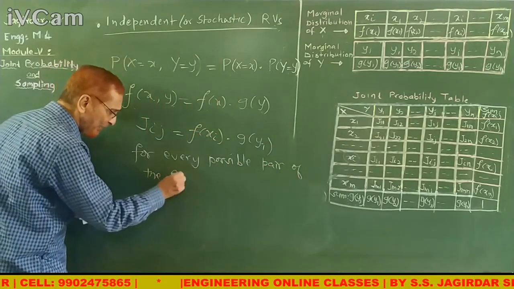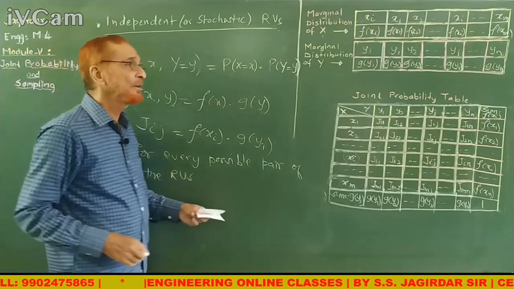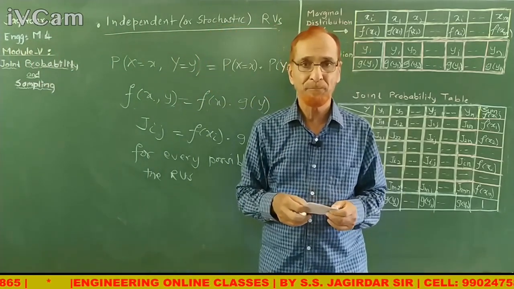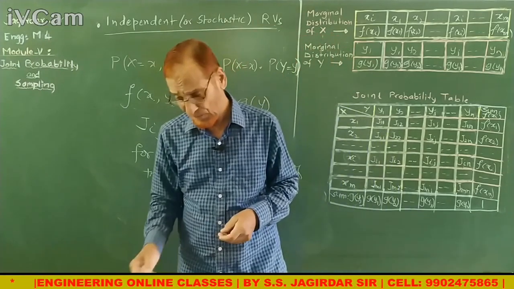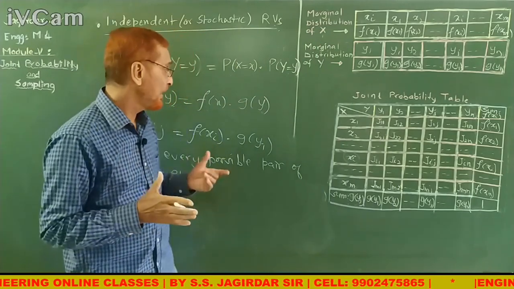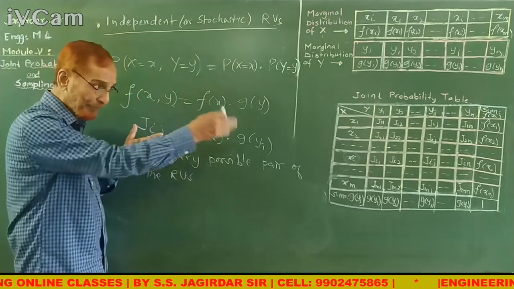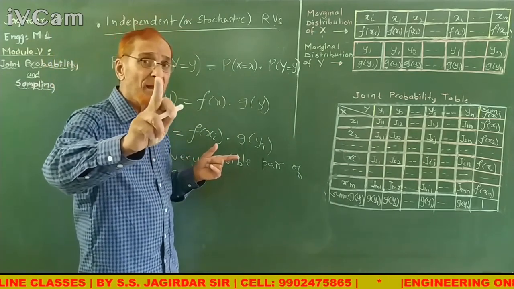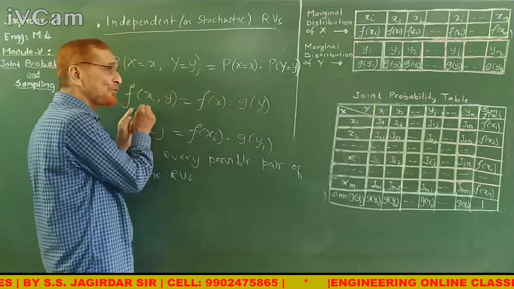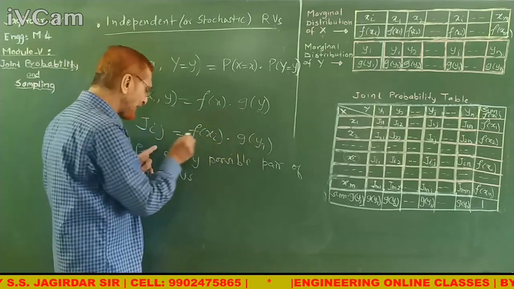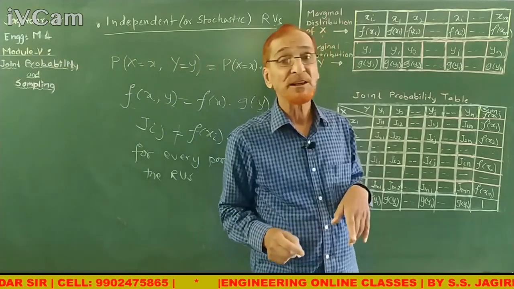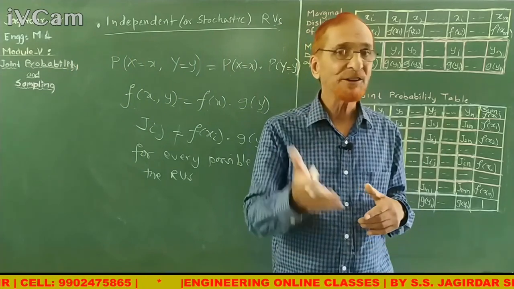of the random variables, if this is found, then both the variables x and y are said to be independent. And conversely, if you take up the converse of it, what is the converse of it? If any one pair out of mn pairs doesn't give this result, that means for one pair the product of these two is not equal to the Jij value, f(xi) into g(yj) is not equal to Jij, then the variables are said to be not independent. They are dependent.